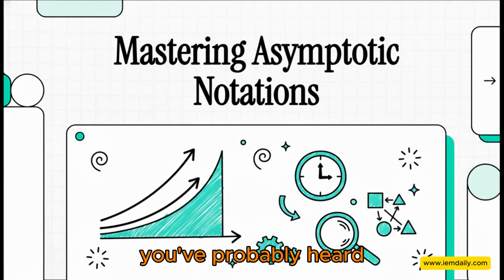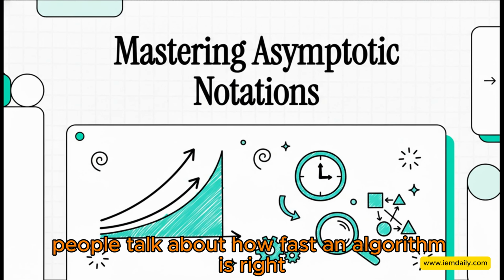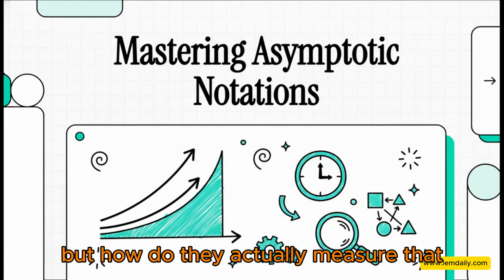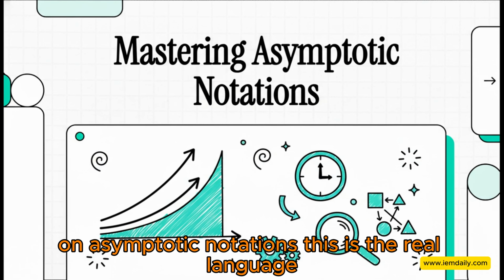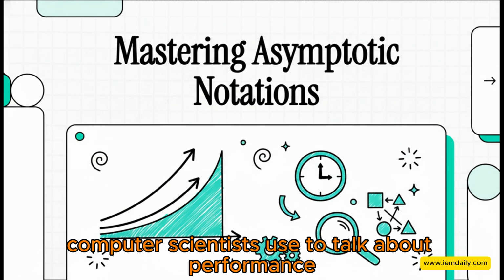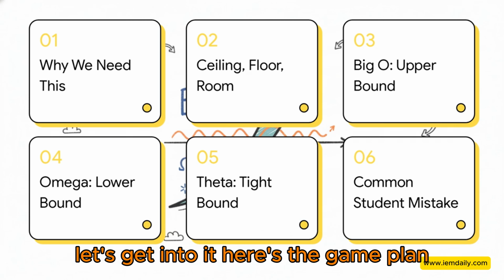Welcome. So you've probably heard people talk about how fast an algorithm is, right? But how do they actually measure that? Well, today we're going to pull back the curtain on asymptotic notations. This is the real language computer scientists use to talk about performance. Let's get into it. Here's the game plan.